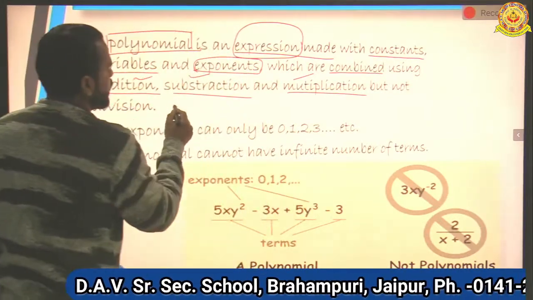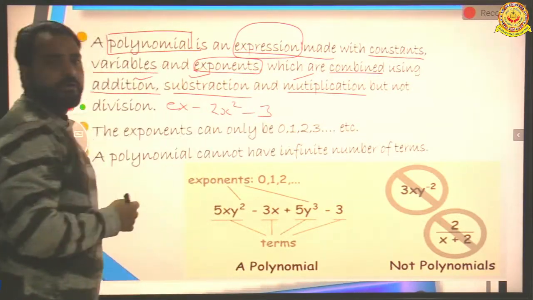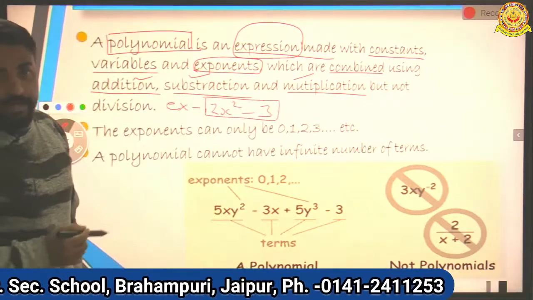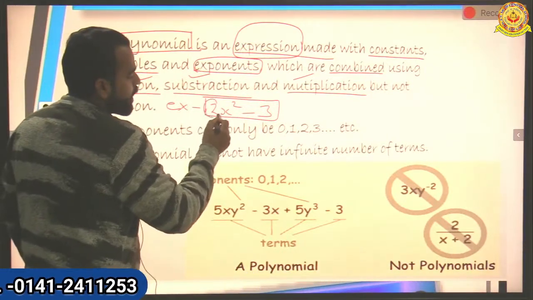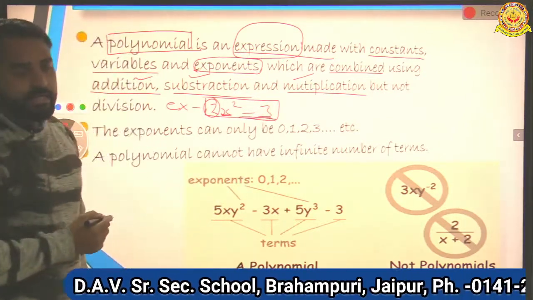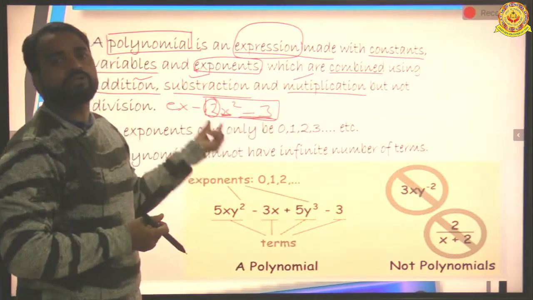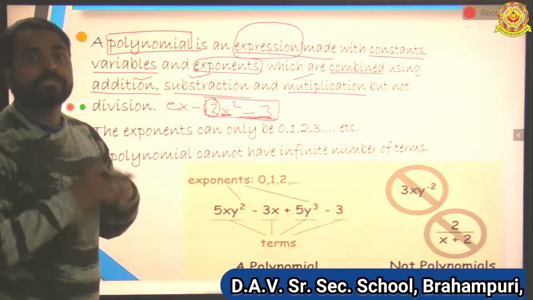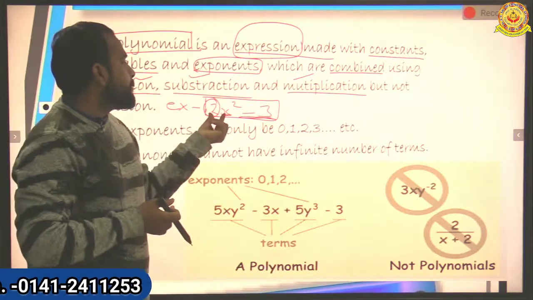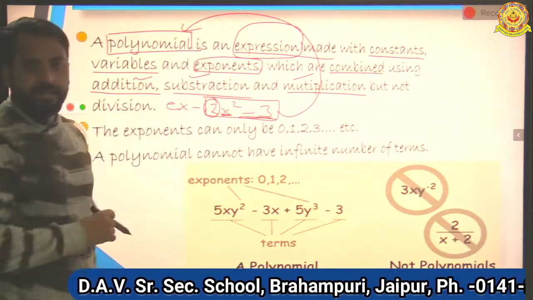Let's see an example. 2x square minus 3. If you are seeing this, 2x square minus 3, this is called an expression, right? In this expression there is the coefficient of x square, the variable, and the constant value minus 3. The combination of all these variables, coefficients and the constant value is called a polynomial, right? Poly means many; it can be one term as well as more than one term. So it is an expression, and this expression is called a polynomial, correct?